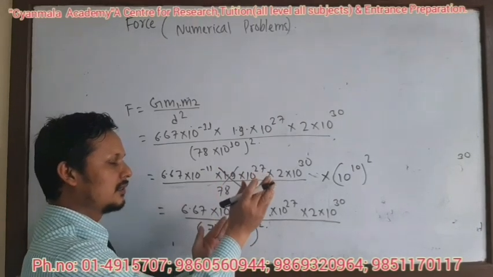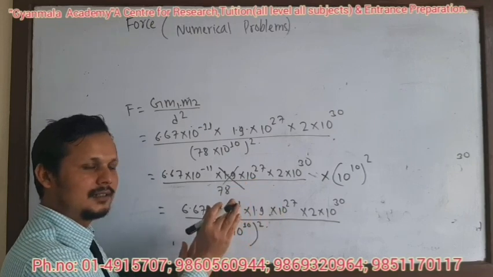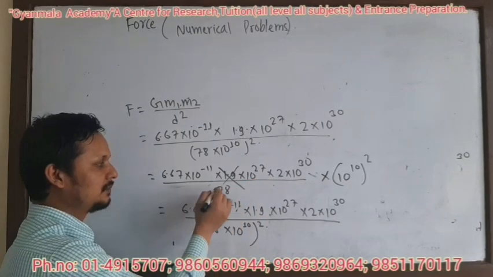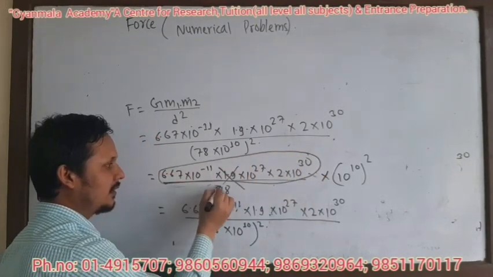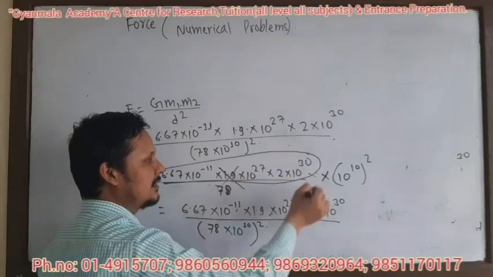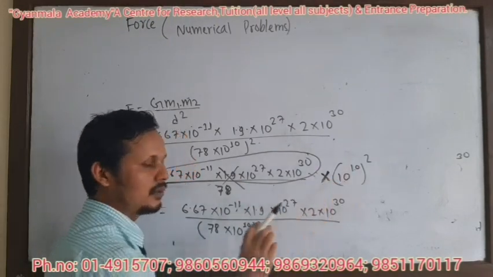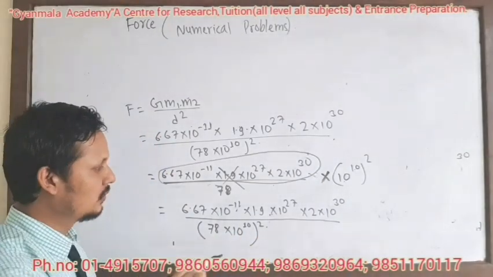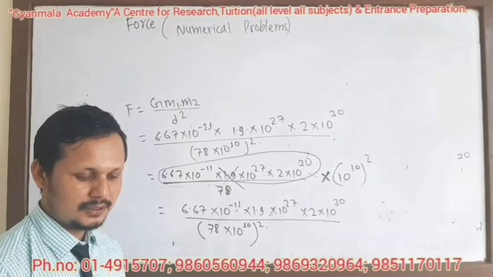If you just press the divide key of your calculator, then the numerator is divided by 78 only, and then the answer is multiplied with 10 to the power 10 whole square. So my dear students, please be careful while calculating the value using a calculator. Now, next question.